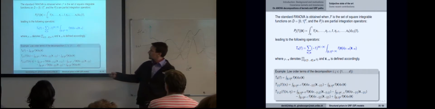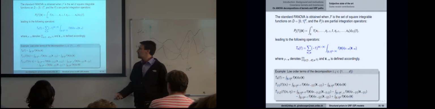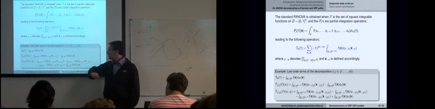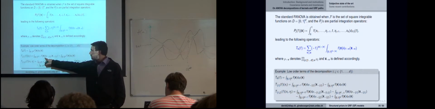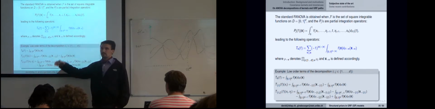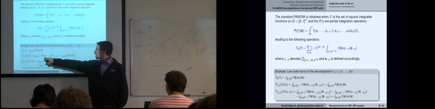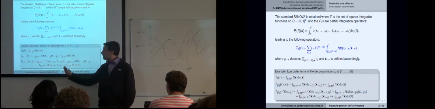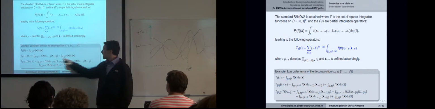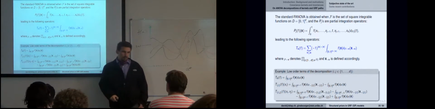For example, the decomposition that we saw in the example was derived by taking the constant as the integral of F, and then the additive parts as the partial integrals of F minus the constant. So to get this additive part, you just integrate F with respect to one or the other of the variables, and so on. Here you can create the last term simply by taking the difference.